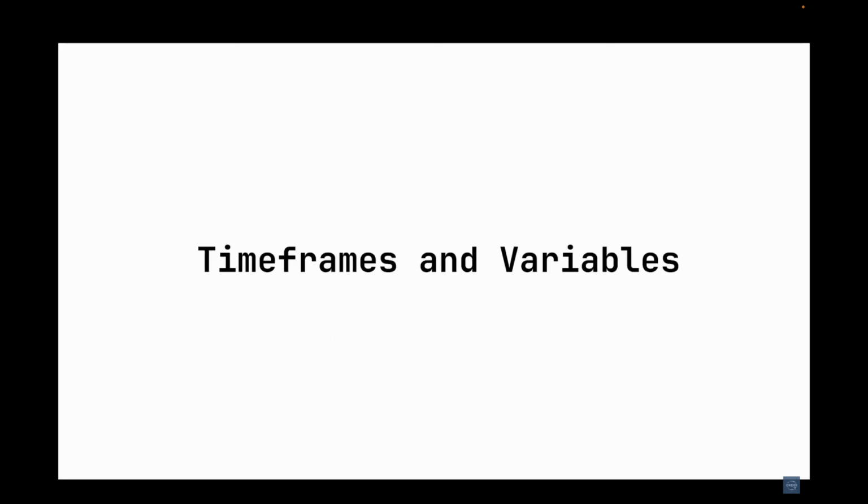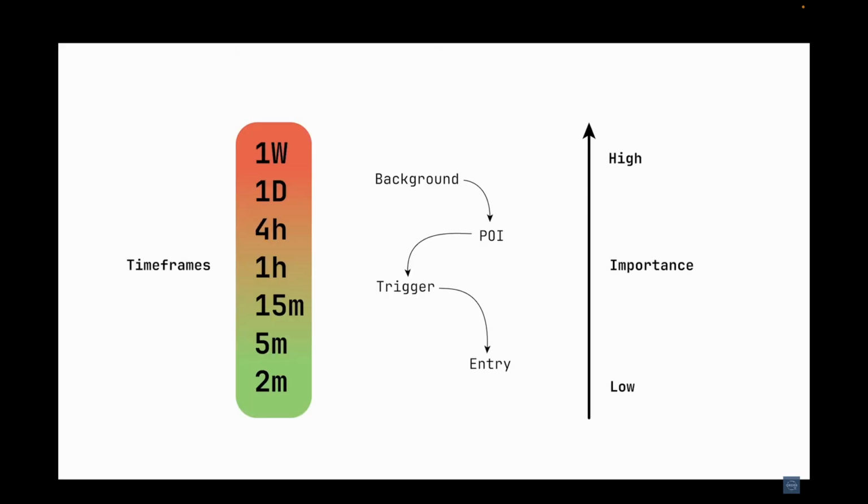The second item on our list is the time frames and variables we use in our strategy. As for time frames, it's straightforward. According to intraday trading, we use the most popular and accessible time frames that have always been used by the most successful traders. These are 1 week, 1 day, 4 hours, 1 hour, 15 minutes, 5 minutes, and very rarely, 2 minutes. Naturally, the larger the time frame, the more important it is to us, as it provides stronger variables.